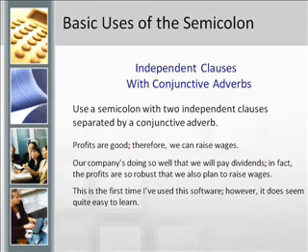You can see the same thing with the third example. The sentence, "This is the first time I've used this software; however, it does seem quite easy to learn." However is the conjunctive adverb that connects two equal sentences. So we need the semicolon before the conjunctive adverb and a comma after the conjunctive adverb.